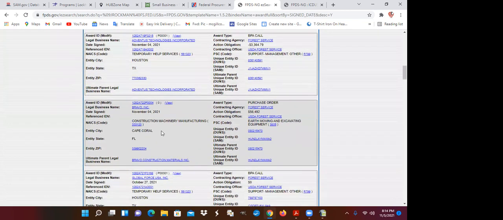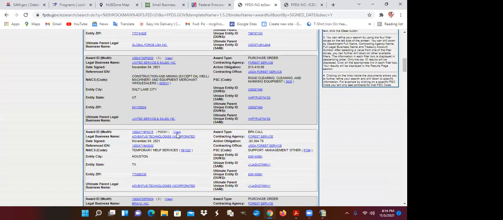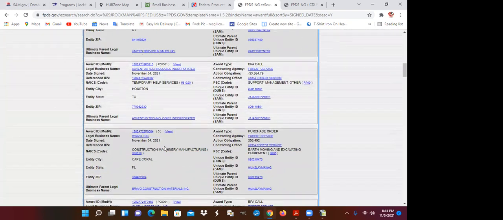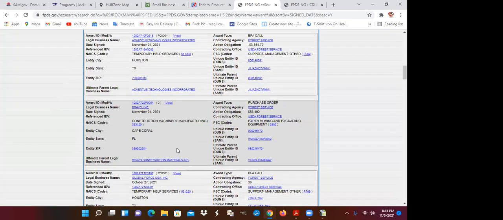This company right here that got this contract was out of Cape Coral, Florida. That was an option. This one right here is out of Houston, Texas. That was an option. Now, these are the company names right here. So when I tell you they got options, that's what I'm telling you. They're looking for options. The more companies they can find that can provide what they need, the better for them.